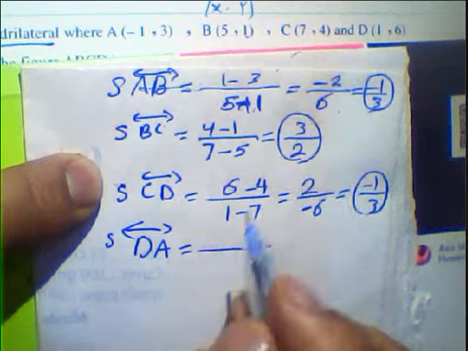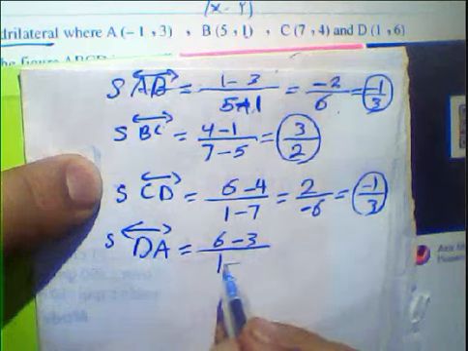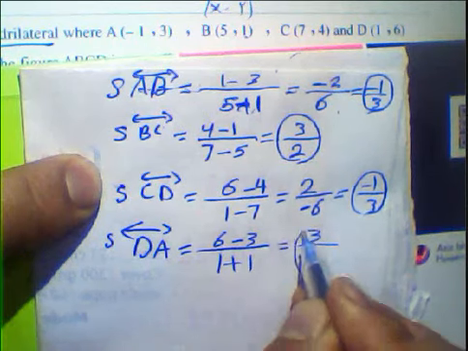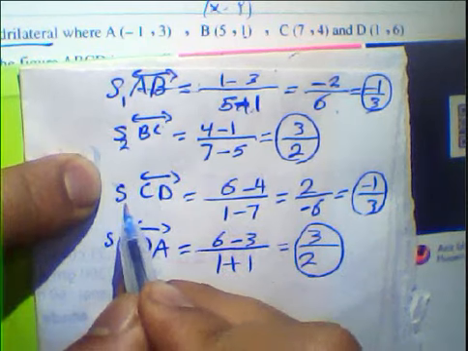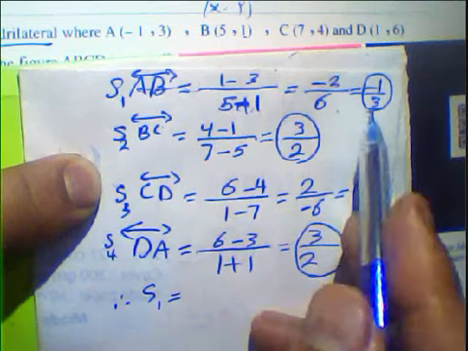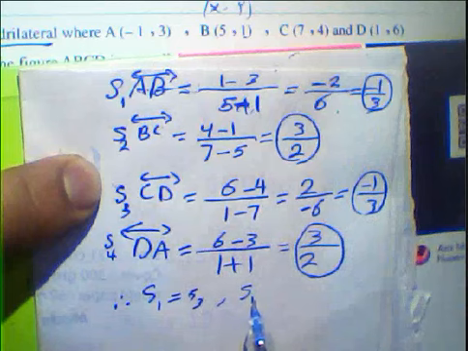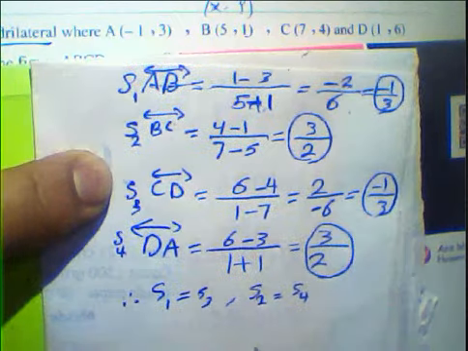DA, 6 minus 3 over 1 minus 1, it will be 1 plus 1. 6 minus 3 equals 3, 1 plus 1 equals 2, okay. So we can find slope 1, slope 2, slope 3, and slope 4. Slope 1 was equal to slope 3, and slope number 2 equal slope number 4.